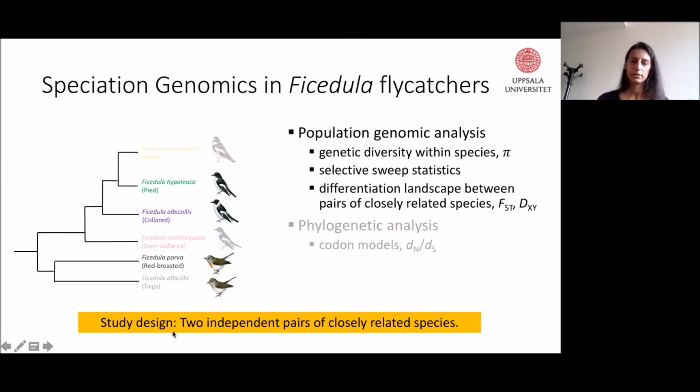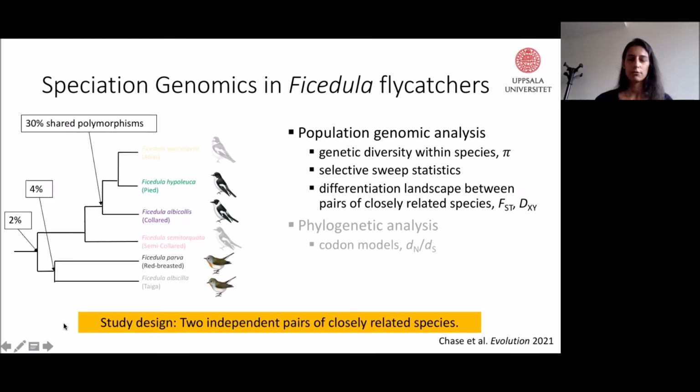So we have these 2 independent pairs of flycatchers, and we want to perform, first of all, population genomic studies, and then continue with phylogenetic analysis. So what we did first is we wanted to see, are those pairs indeed independent? So we looked at the number of shared polymorphisms, and we saw that the 2 pairs share only 2% of polymorphisms, so they're really independent. And as I said, we also don't see any signatures of incomplete lineage sorting or gene flow among the pairs.